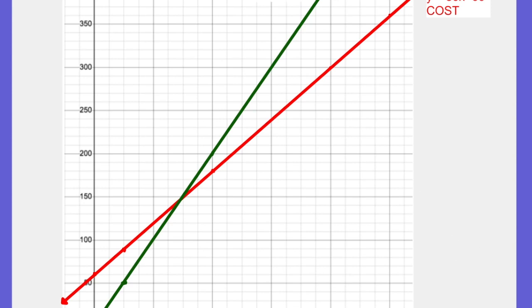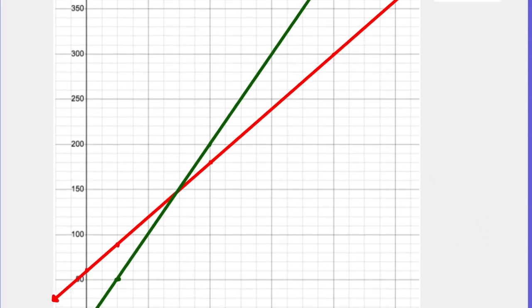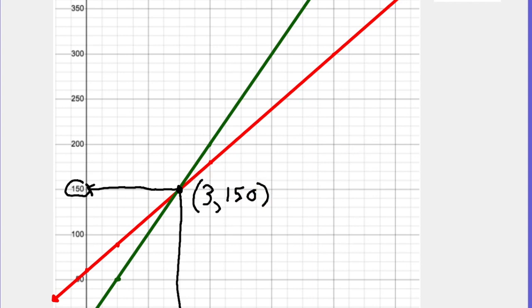All right, we have a couple of questions here too. So the first question is about the break-even point. And if we look on our graph right here, break-even point looks like it's right here. So how do I know what that is? I'm going to look straight down. So this is halfway between 2 and 4. This would be 3 pairs of shoes. And go straight over. This is $150. So 3, 150. And writing that on our graph is going to help us. It's a good way to show your work.